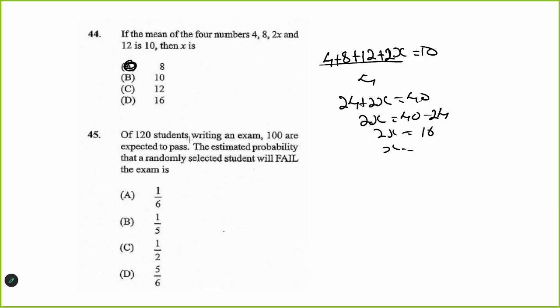If 120 students are writing an exam, 100 are expected to pass. The estimated probability is random. Select the students that will fail. That would be, if 100 are expected to pass, 20 students are expected to fail. So 20 over 120, 1/6 would be the answer.